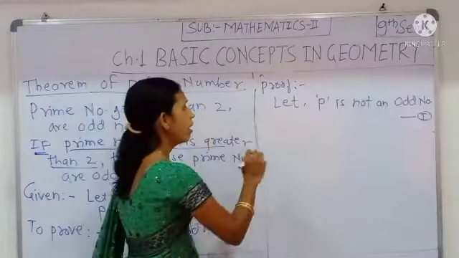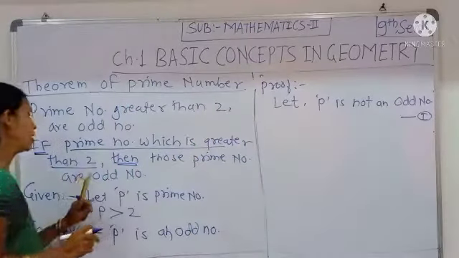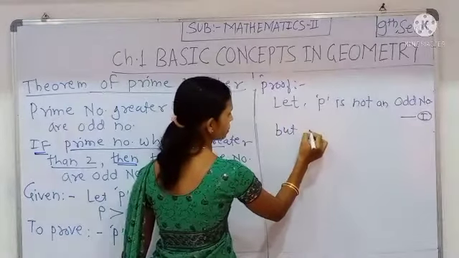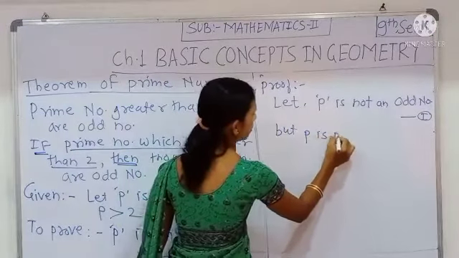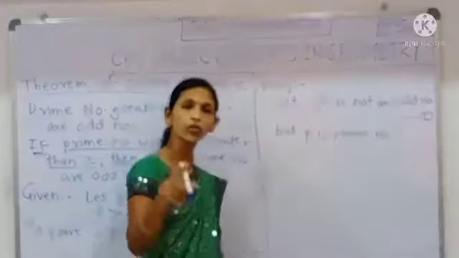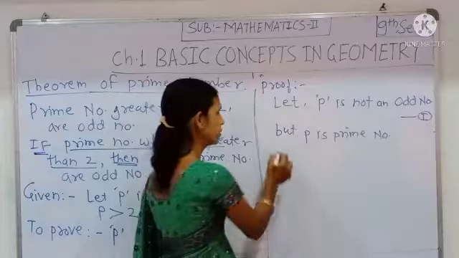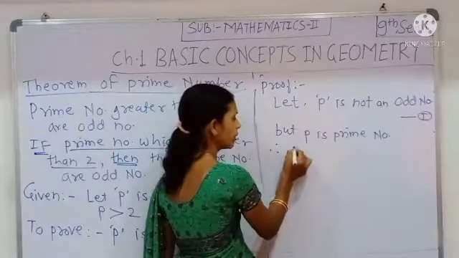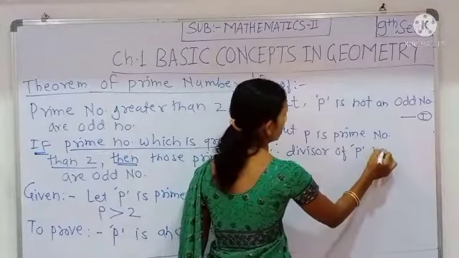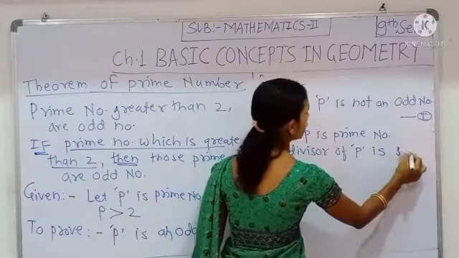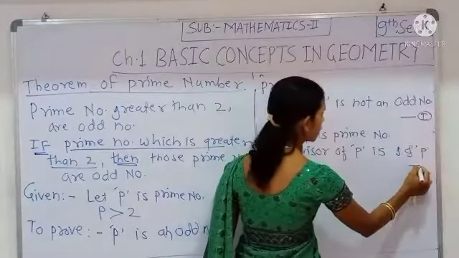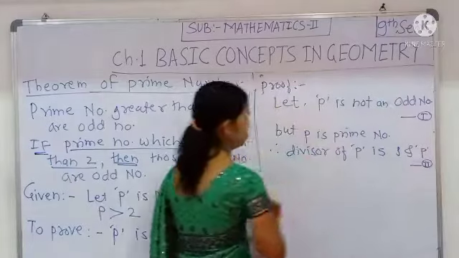Then all of you studied that P is a prime number, and a prime number has only two divisors. Therefore, as P is a prime number, the divisors of P are 1 and P, 1 and P itself. Let this be equation number 2.